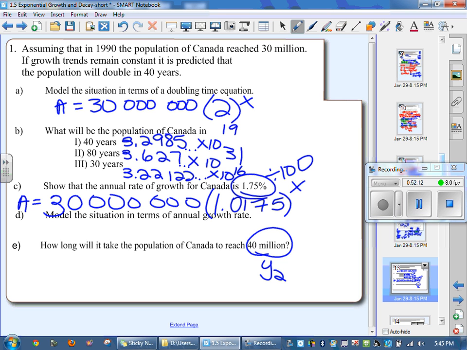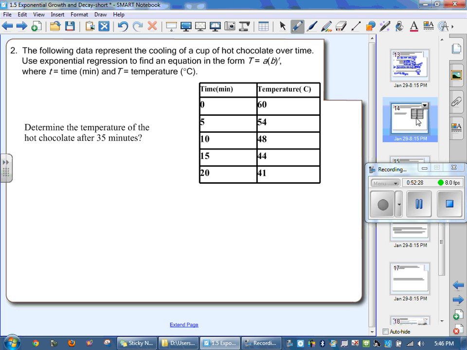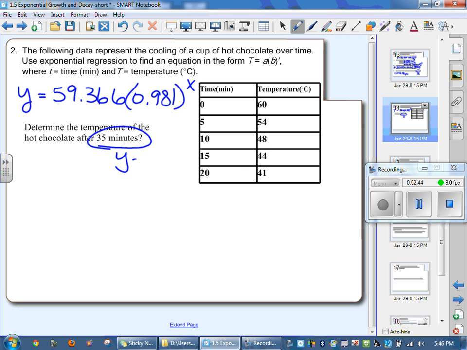Number 2. The equation you're going to come up with is y equals 59.366 times 0.981 exponent x. And this will go into y2 to do an intersect, and you're going to get 27.3391, etc. It runs on, so around 27 degrees Celsius. The window here, again, your window you should have used is -5, 50 and 1, -5, 50 and 1. That was a good window to use. Okay, number 3.